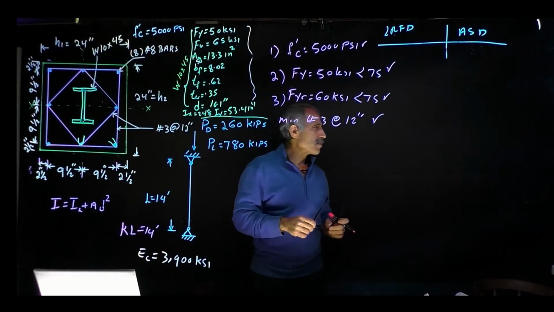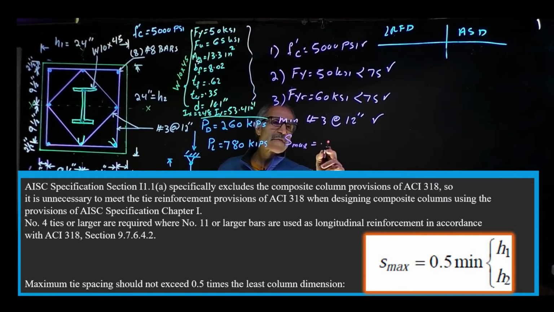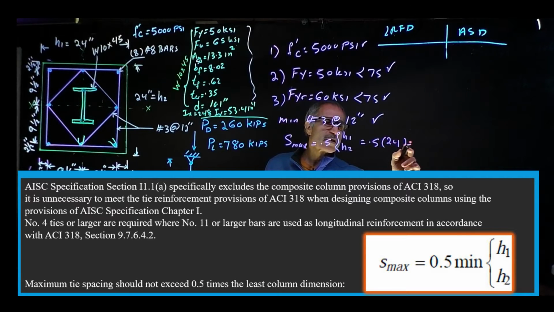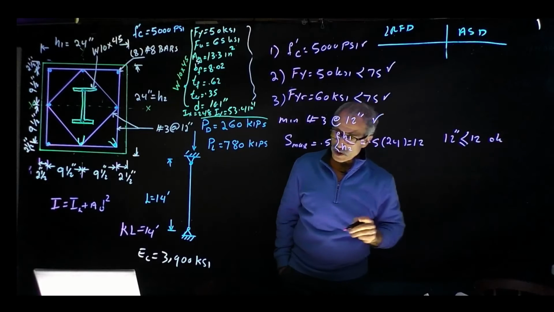Another requirement per spec down here, per section I1.1 as A, says maximum tie spacing should not exceed 0.5 times the least column diameter. So SMAX basically has to be half of either H1 or H2. This is a square, so it's going to be 0.5 times 24, which is equal to 12-inch. And ours is a 12-inch, which is less than or equal to 12-inch. Okay, so we check out there too.